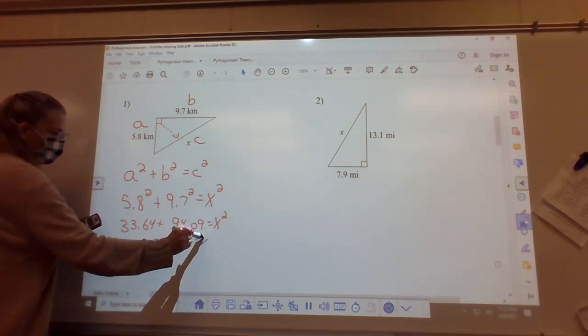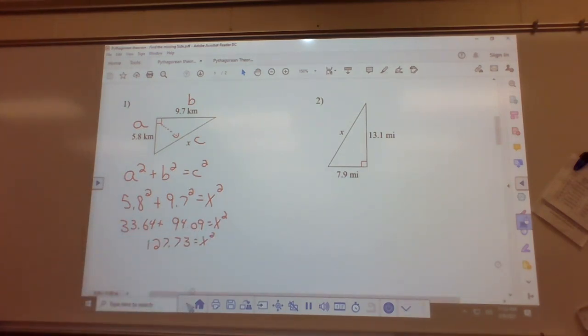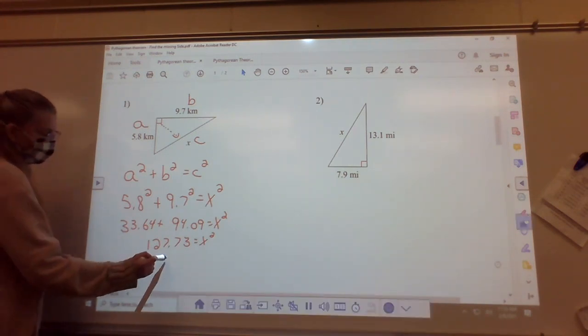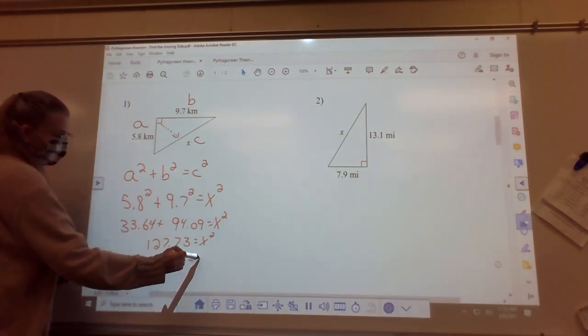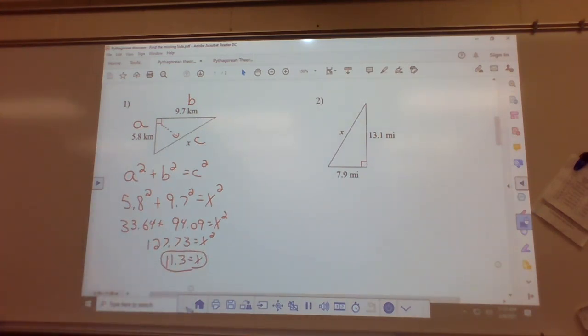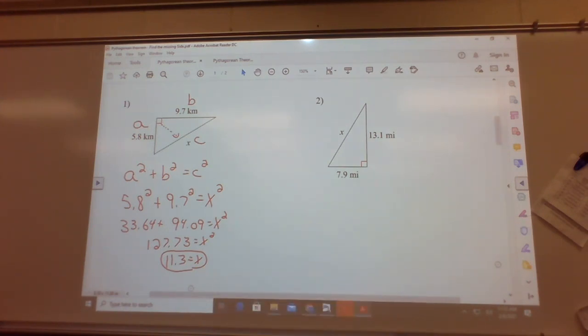127.73 equals x squared. We have an x squared, so I can't leave it like that. My last step is to take the square root. The square root of 127.73 is 11.3, equals x, because 11 squared is 121 and 12 squared is 144, so it's somewhere between 11 and 12. So our missing side, which in this case was the longest side, is 11.3.